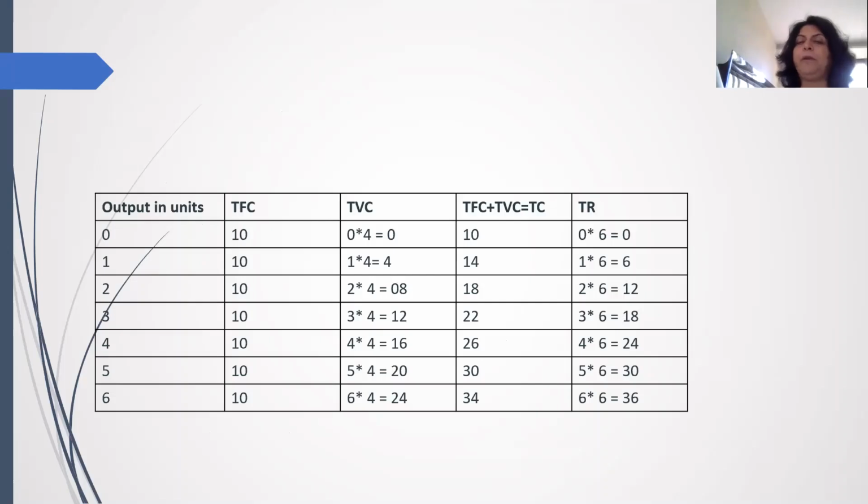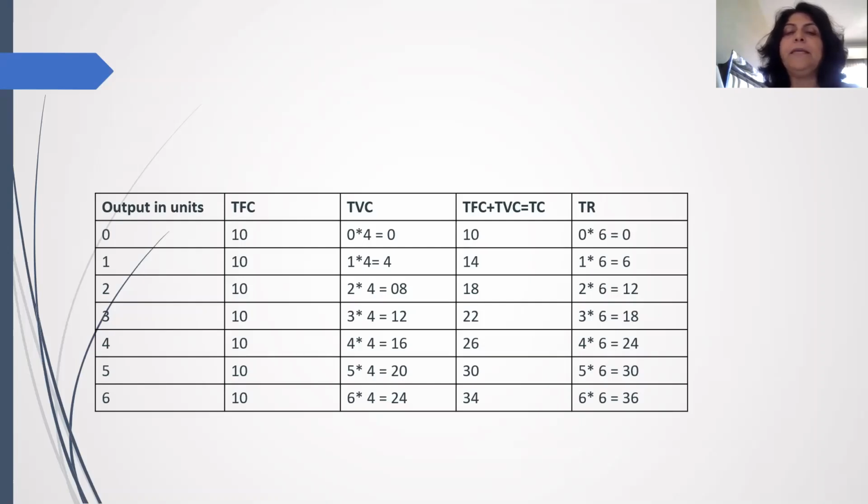Now coming to the table, we have 5 columns in this table. The first column is output in units, which varies from 0 to 6. The second column is TFC, total fixed cost, which is fixed throughout the output, no matter what the level of output is. If output is 0, it is 10; at 6, it is still 10. It doesn't change with the change in output.